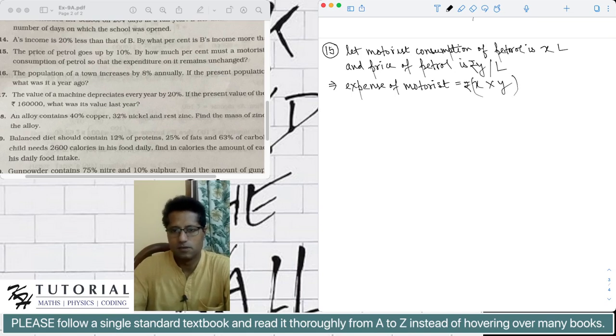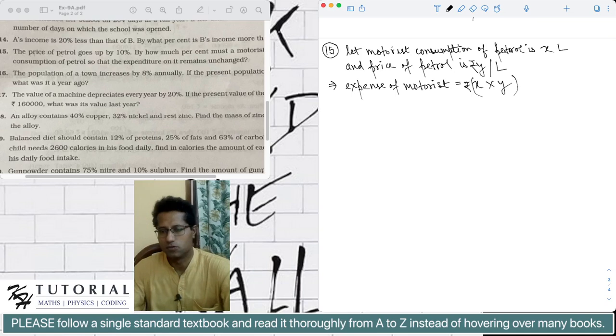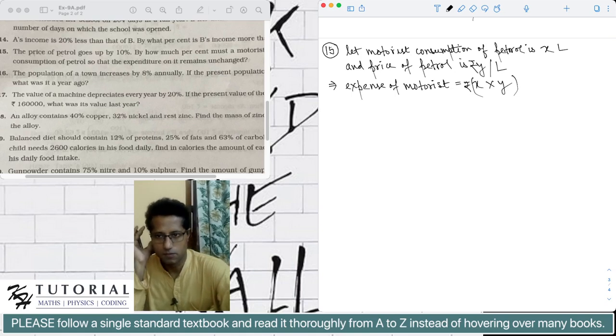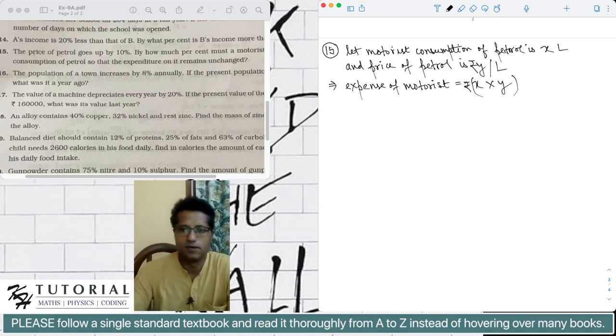This much rupees is the expense on the petrol. The motorist is consuming x liter as per our assumption, and the price of the petrol is rupees y per liter. So the cost of x liter is rupees x into y. So this is the expense of the motorist.